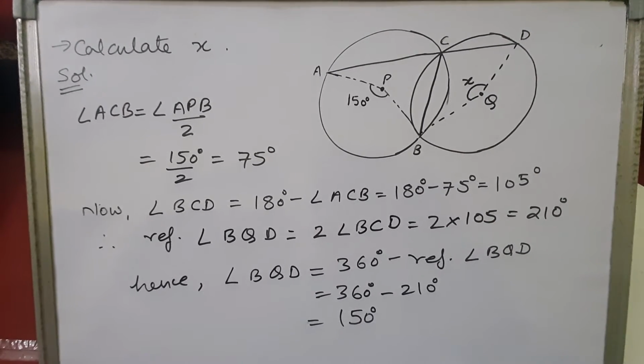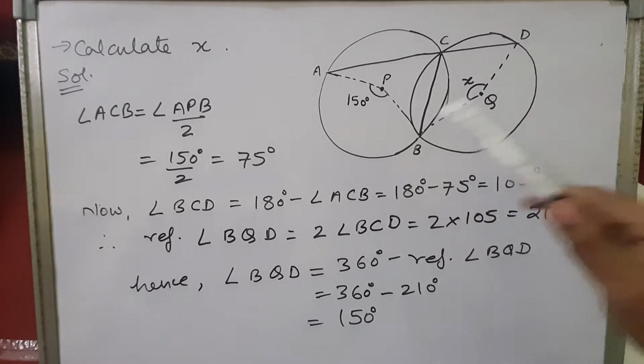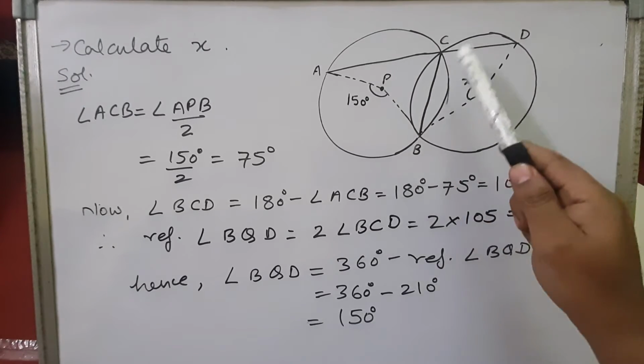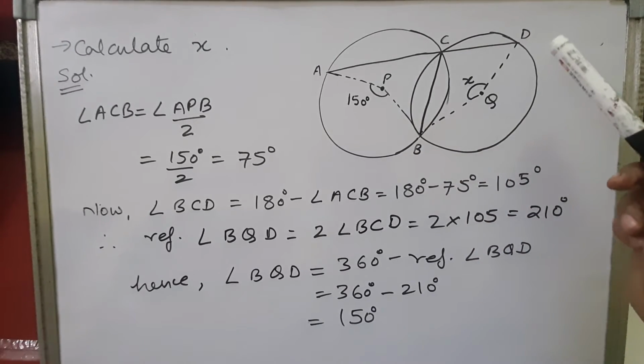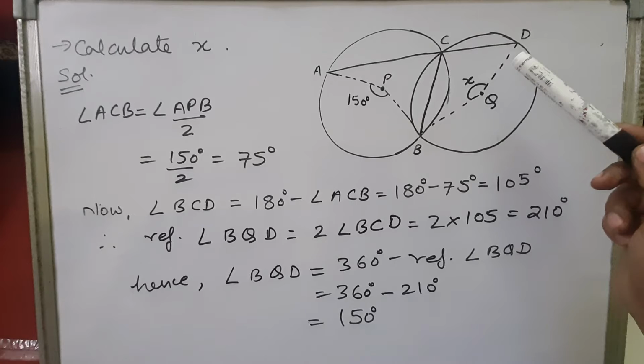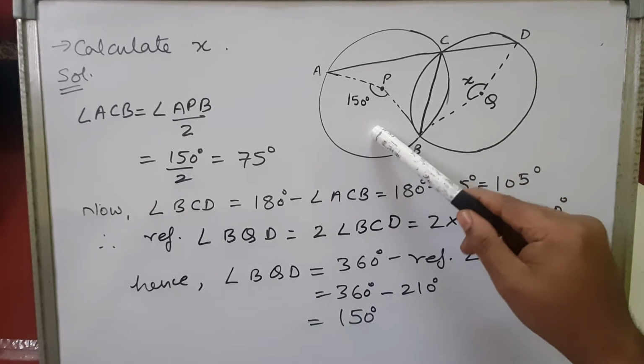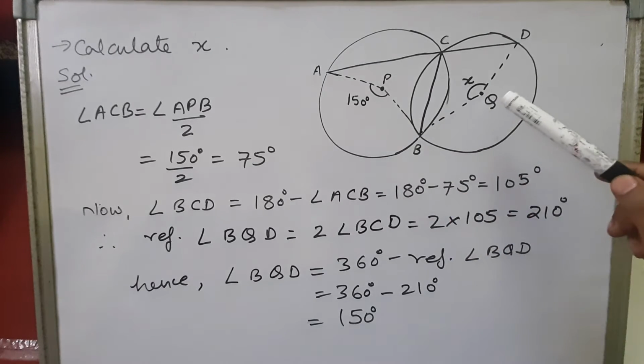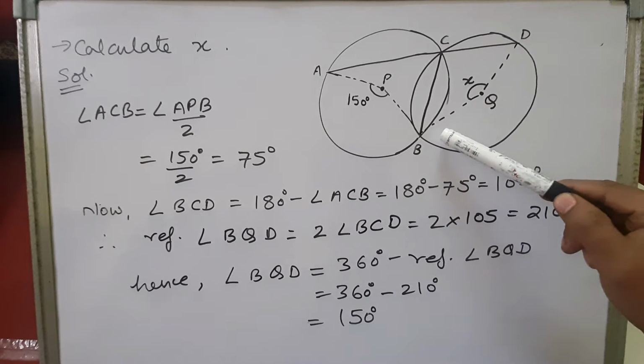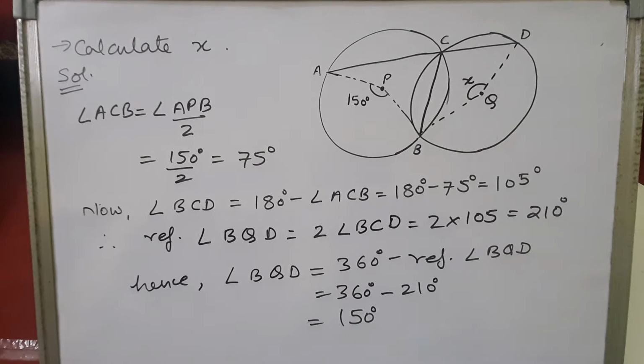Now in the given figure, we need to calculate the value of x. If you see the figure, there are two intersecting circles with centers P and Q, and ACD is a straight line, right? Angle APB is given as 150 degrees, and we need to calculate the value of angle BQD, which is x. Now let's see the solution, children.